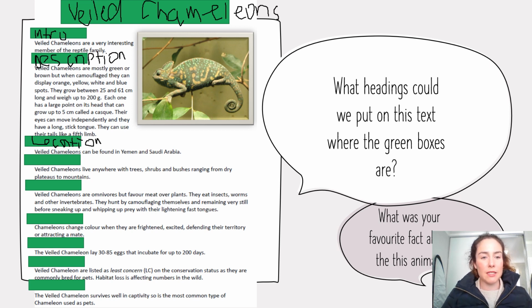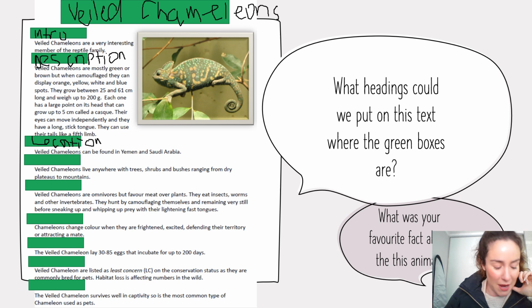All right, so the next one says veiled chameleons live anywhere with trees, shrubs, and bushes ranging from dry plateaus to mountains. So the next one here is called habitat because it's telling us about where they live, what it's like. It's not just the country, it's what it's like where they live.